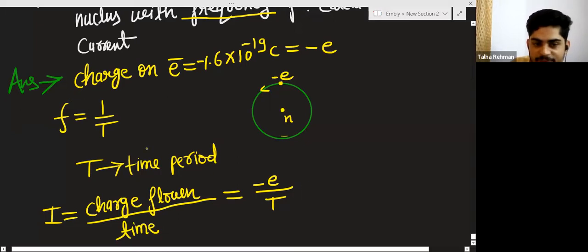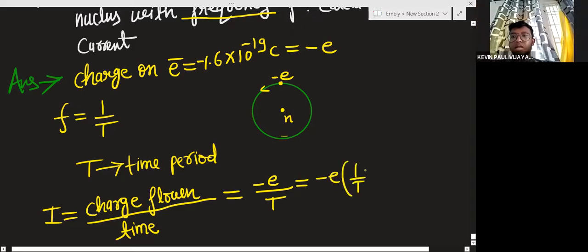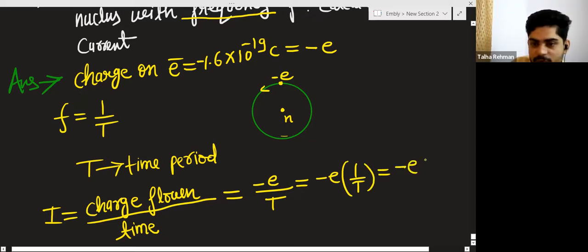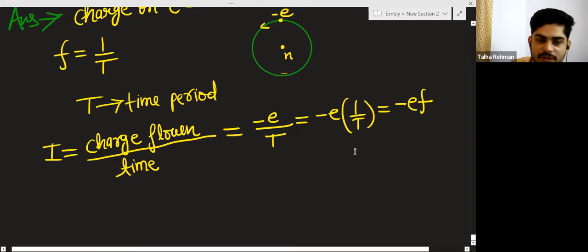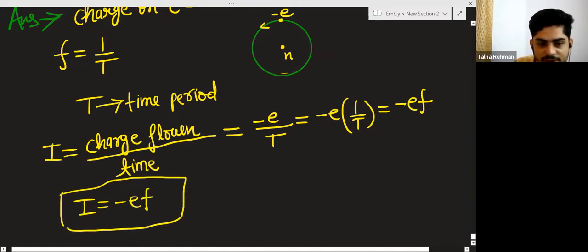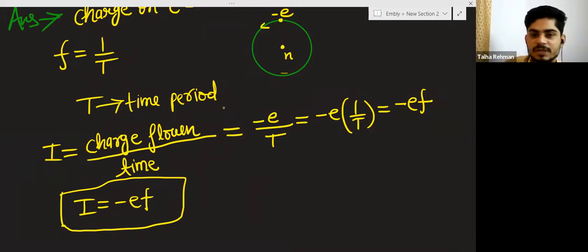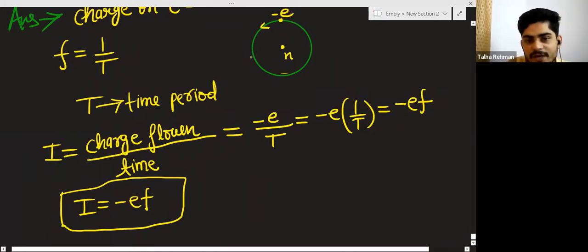And I can write 1 upon T as f. So I can write this as minus e into f. So we have the answer: minus e into f. f is the frequency, and time period is the time taken to complete one rotation. One rotation means if you start from here and are again here, that time is known as time period.